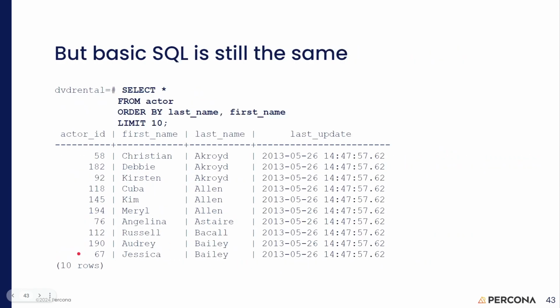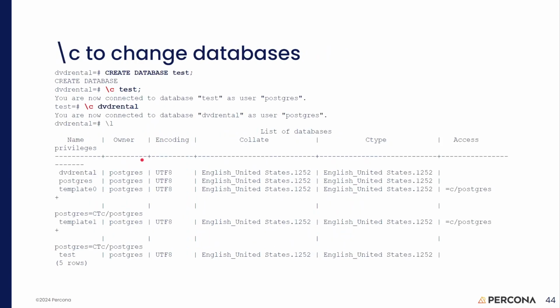Now, the good news is basic SQL is still the same. Here, we're going to select all the visible columns from the table actor. We're going to order by last name, first name, and we're going to look at the last 10 records. So it pulls up the information that we want. A lot of the stuff you're used to for basic queries is going to be the same.